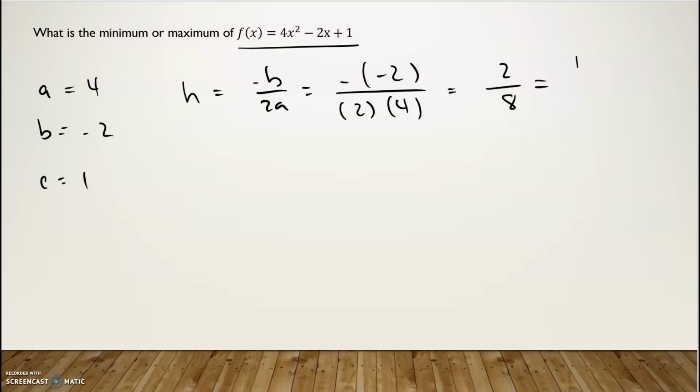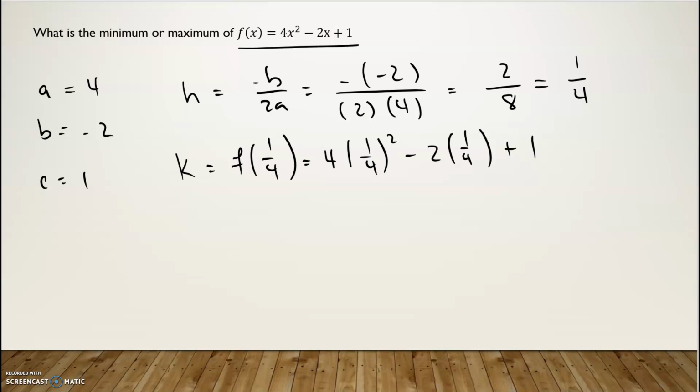So take a 2 out, 1 over 4. To find k, I'm going to plug in 1 over 4 into my function. So 1 over 4 squared minus 2 times 1 over 4 plus 1. So this will be 4 times 4 is 16. Take a 2 out here, take a 2 out here, left with a 2, so -1/2 plus 1.